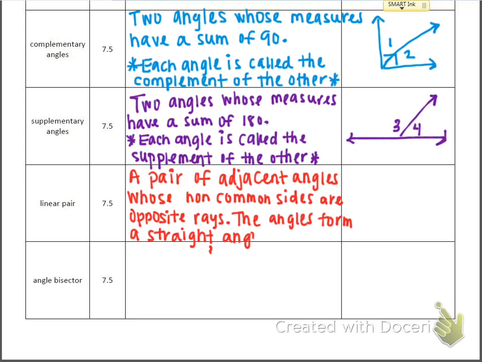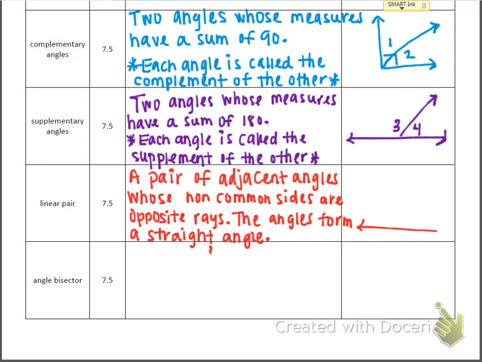AJ. Doesn't a straight angle have like that half circle? No. So the half circle is a way of representing that it's one angle altogether. So it doesn't always mean 180. We'll get there when we talk about congruent angles and stuff.